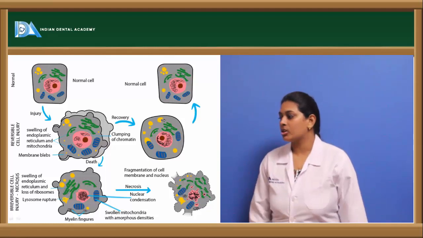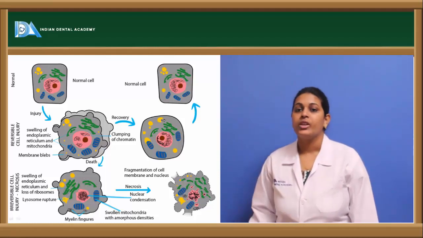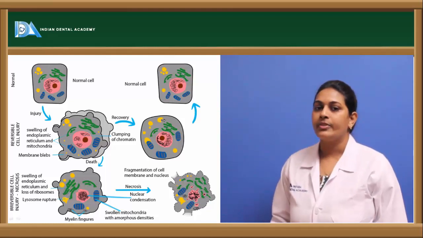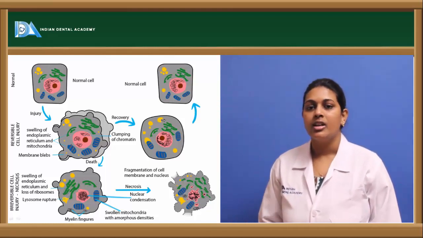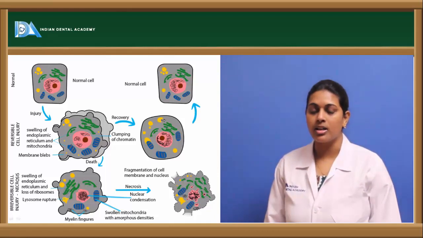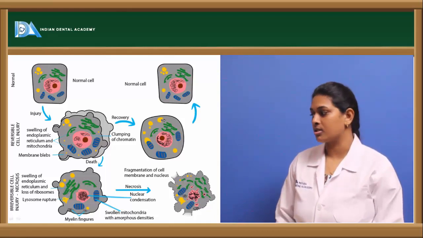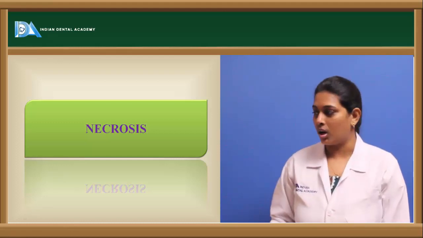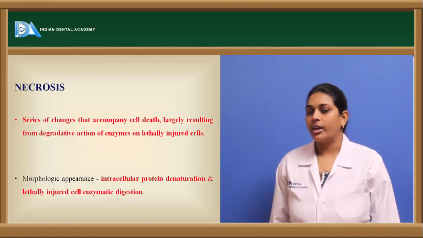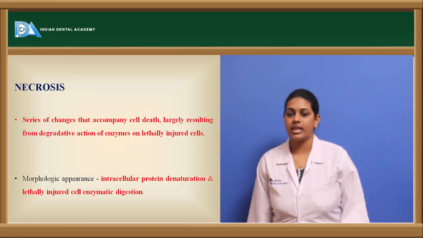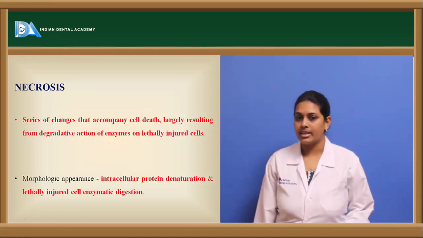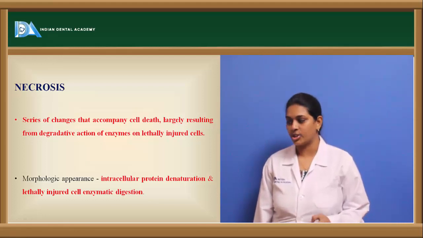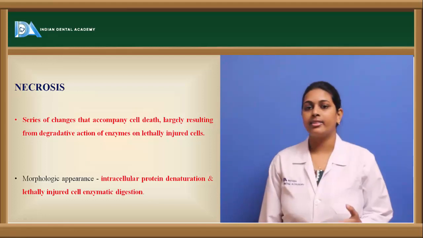A cell which has been exposed to an irreversible cell injury undergoes necrosis. That is, enzymatic digestion of the cell organelles occurs in the form of necrosis. So, coming to the necrosis procedure: necrosis is defined as a series of changes that accompany cell death, which largely result from the degradative action of enzymes on already lethally injured cells.